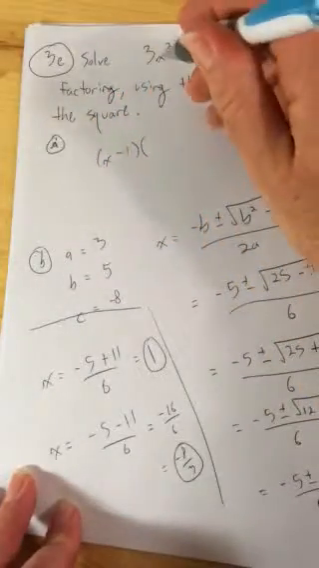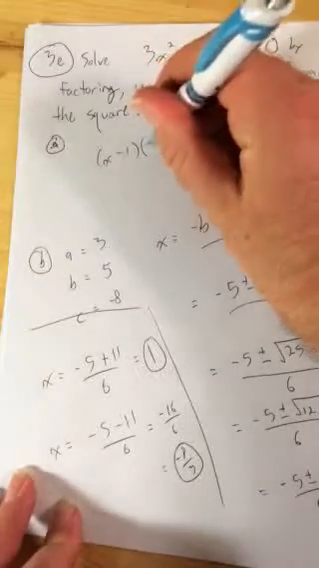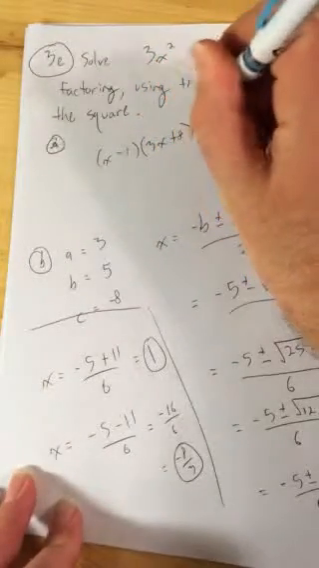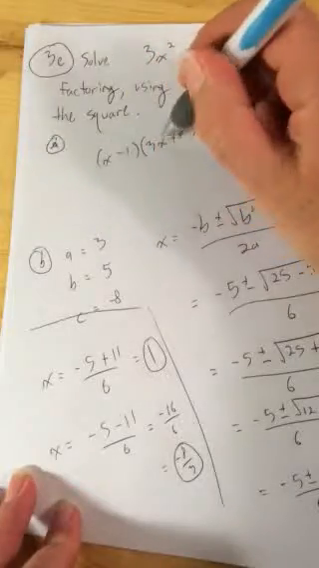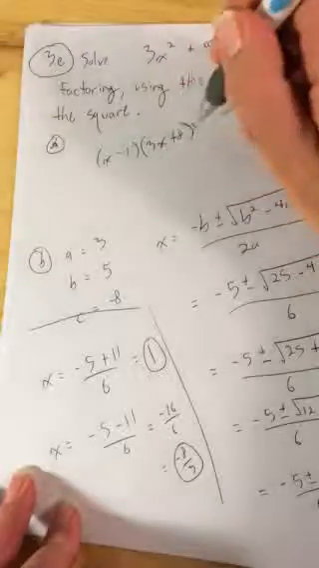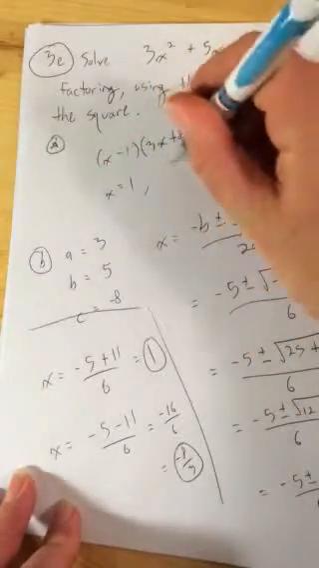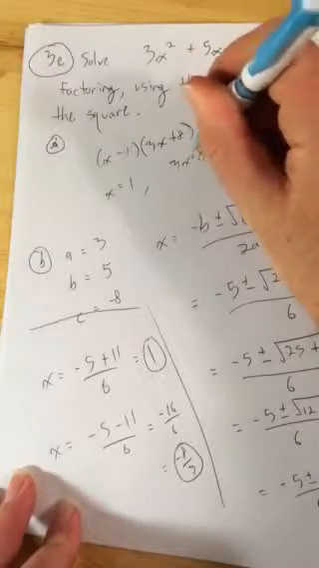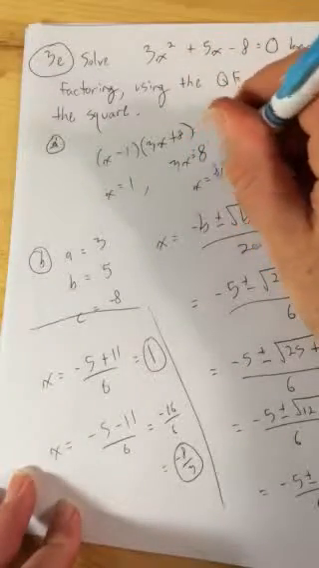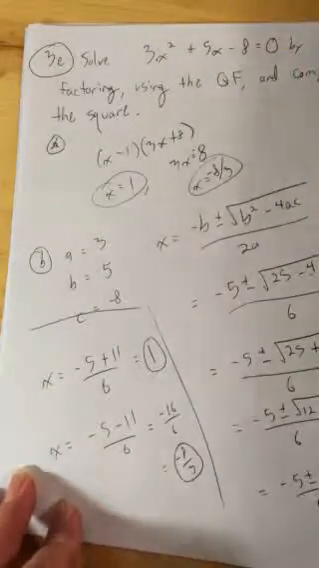And because I started out with this 3x squared, I have a feeling this negative 8 over 3 came from 3x plus 8. So if you multiply that out, you get 3x squared plus 8x minus 3x will give us 5x minus 8. So there's your factoring. You get x equals 1, 3x equals negative 8, and so x is negative 8 over 3. So you can factor it and you do get the same two solutions.